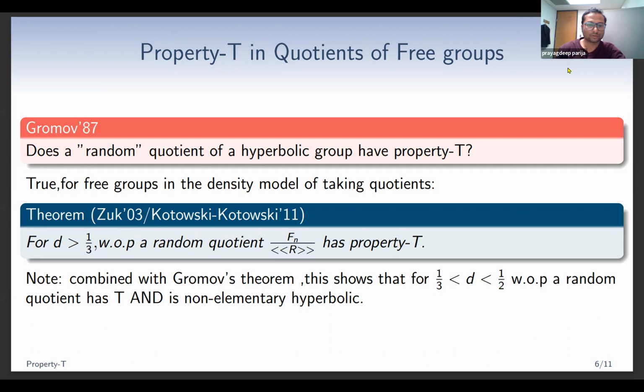So, we don't want trivial groups because trivial groups have property T just like that. So this is an interesting theorem because your quotients here are non-elementary hyperbolic as well as they have property T. For a long time, people did not know too many examples of groups having property T, but this theorem just gives you lots and lots and lots of examples.